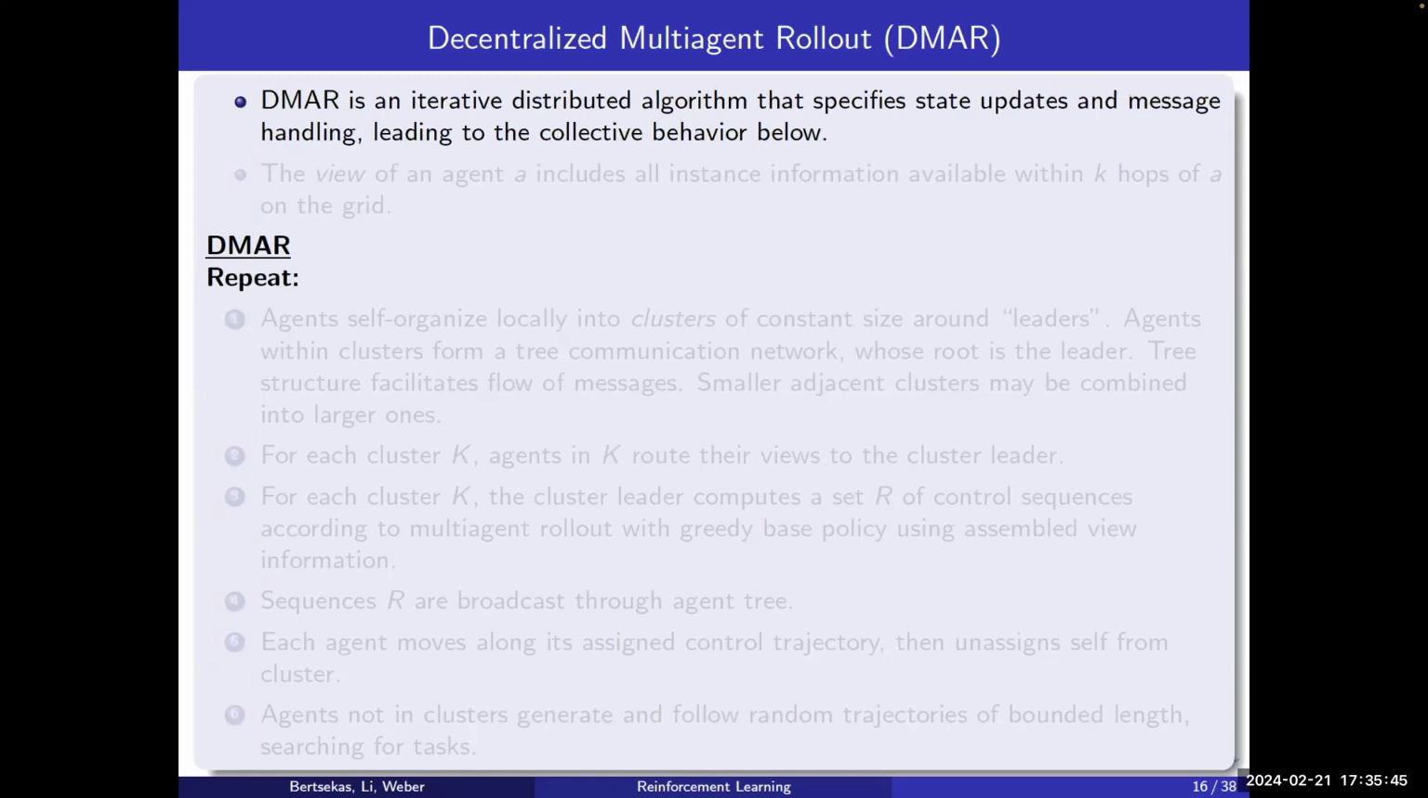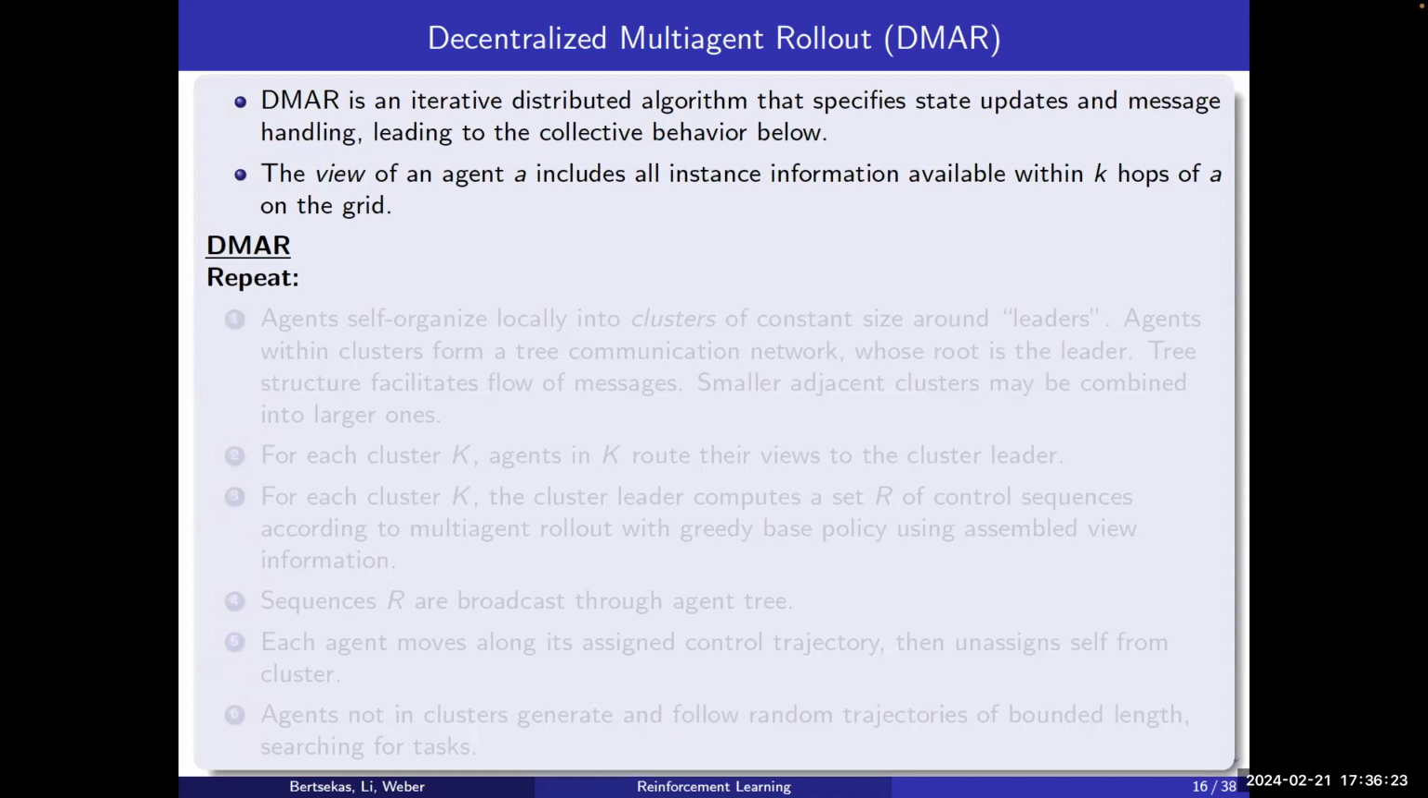So at a high level, I'm just going to explain the collective behavior that DMAR generates. And then we're going to look via an example at how it achieves this with the local algorithms. Okay, but first, I'm going to define something called a view. The view of an agent A includes all instance information available within k-hops of the agent on the grid. So it's convenient to talk about views. Are there any questions about these first two points?